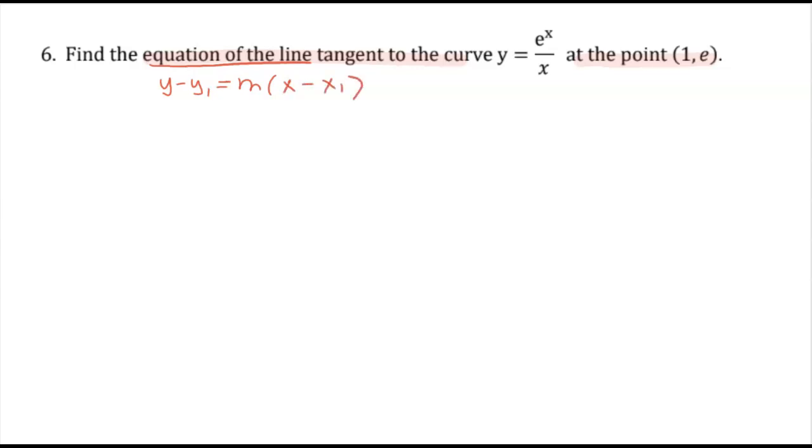In this case, we have been given the point, so we're already here. y minus e is equal to m times x minus 1. And the issue is just that we need to figure out what our m is. M, the slope of our tangent line, is the derivative at a particular point. So let's go ahead and find the derivative. Let's figure out what dy/dx is.